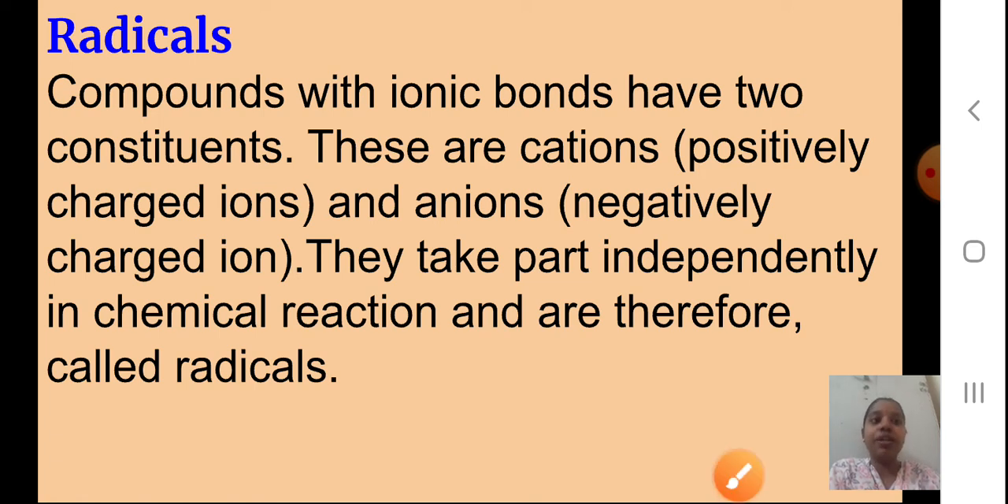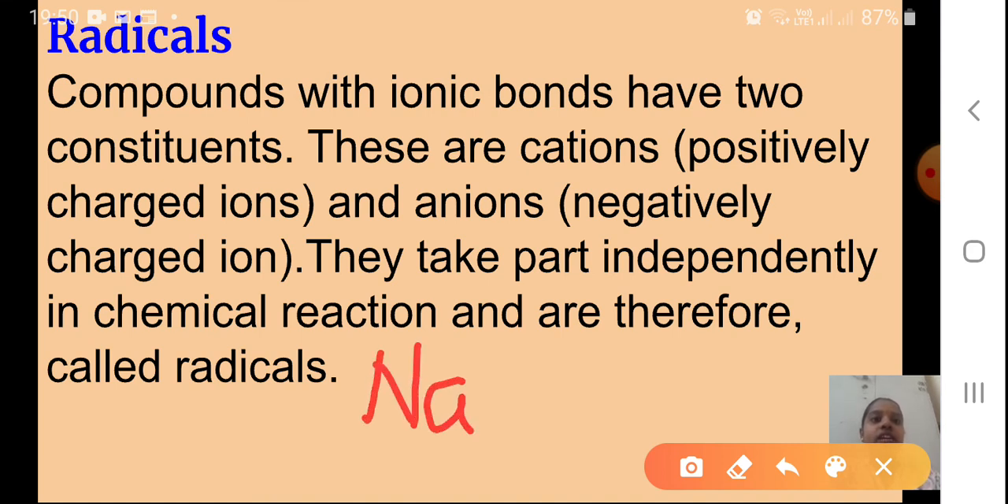For example, what you studied the formation of? Yes, NaCl. When I take this compound NaCl, is it made up of ionic bonds? Yes. Does it have a cation and an anion? Yes. Here Na+ I will write, which is a cation, and Cl- which is an anion. They take part independently in a chemical reaction, and therefore we call them radicals. So this is my one radical, sodium ion, and this is my second radical, the chloride ion. Okay, students, did you understand this?